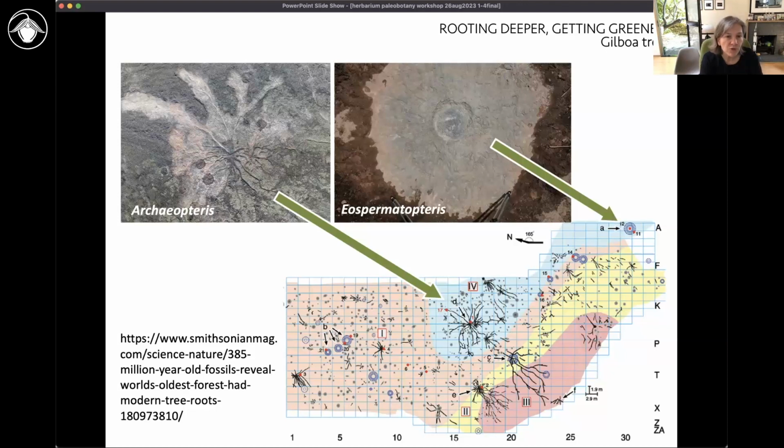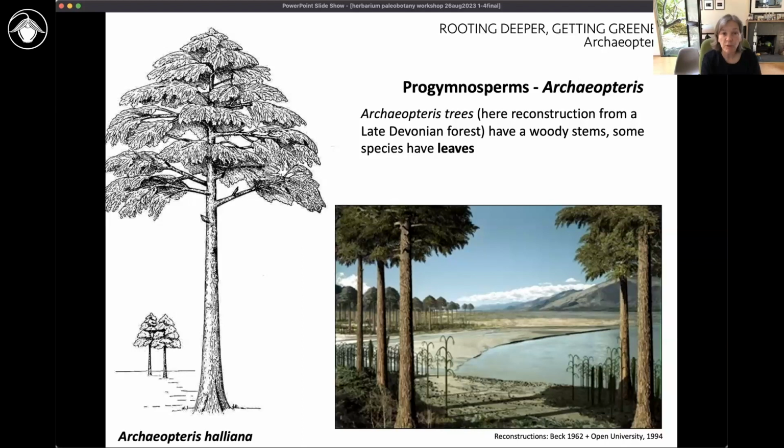So here we have a reconstruction of Archaeopteris, this so-called progymnosperm. Progymnosperm is this larger group, which means it's almost a seed plant. So if we would see them from far away, they would not look that unusual for us. They have woody stems, and some species actually do have leaves.